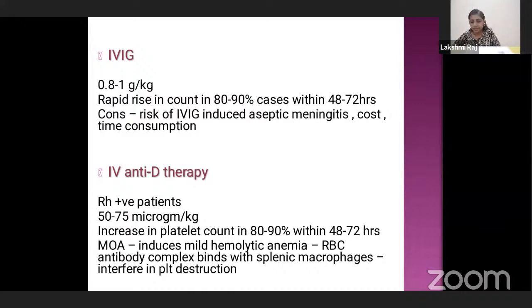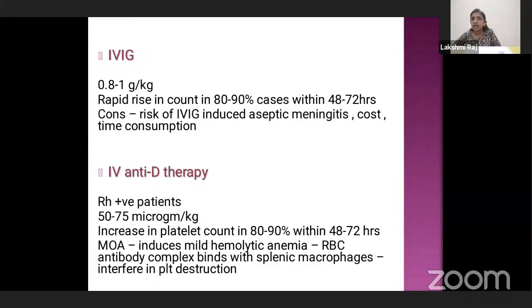Then anti-D therapy. Anti-D means, I think all of you have heard about RH isoimmunization. When an RH negative mother has an RH positive baby, the baby can have hemolytic disease of the newborn. How? What happens in an RH isoimmunization?